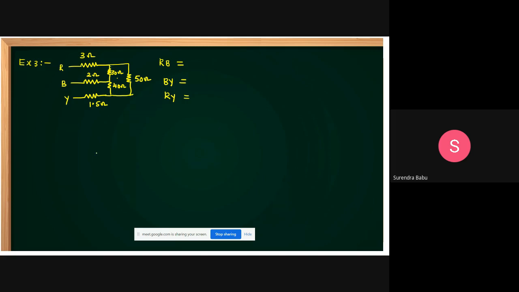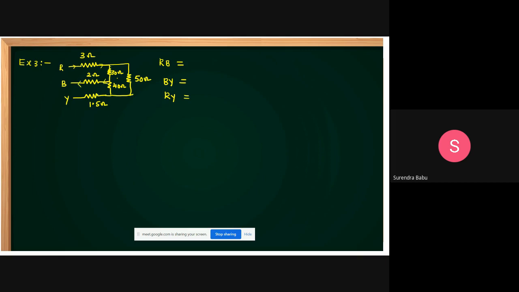Between R and B, what is the resistance? This is R and B. It is RBY, just three phases. In a three phase, current exists between only two phases at a time. This is R and B.